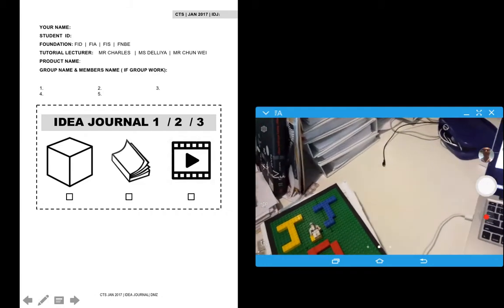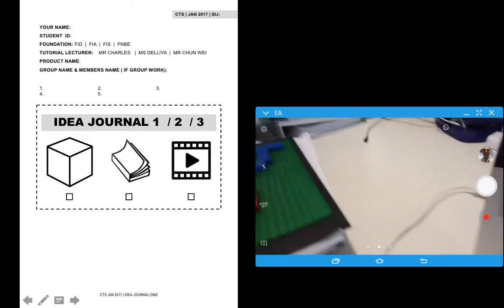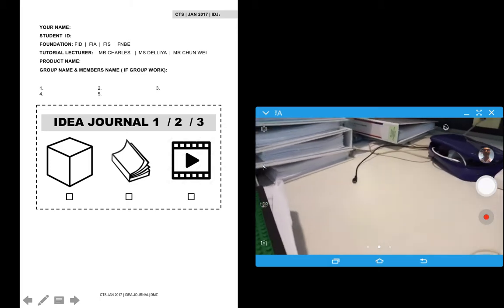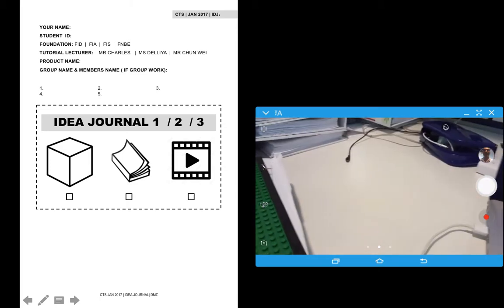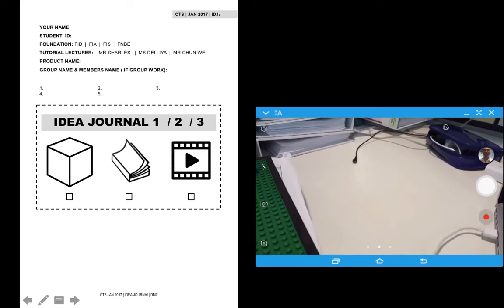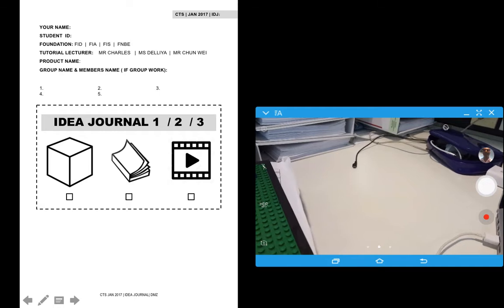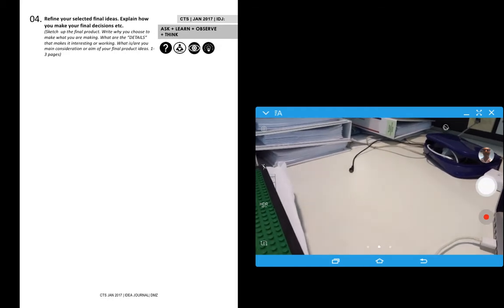Hi guys, now as far as the idea journal is concerned, there's a few things that you got to know. The idea journal format is like this. So you have idea journal 1, 2, 3 for 3 different assignments. Then you have all these different pages, okay?